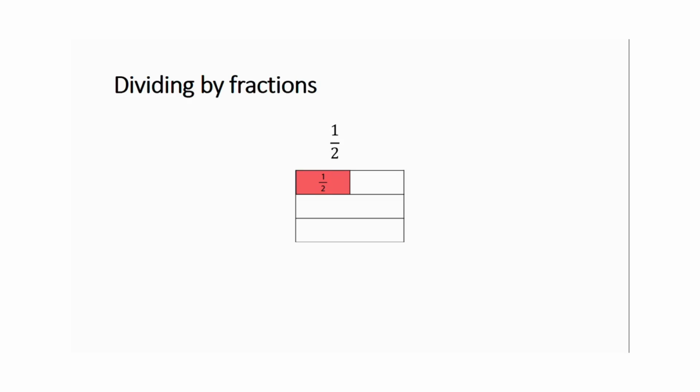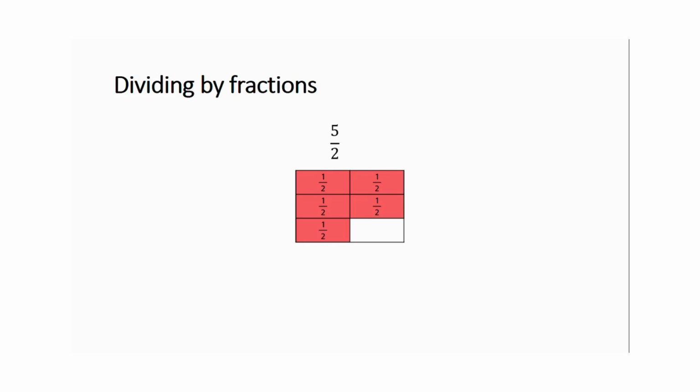Well, here's half of a rectangle, and we want to divide it into groups of 1/8. So how many 1/8s fit into 1/2? It looks like there's 4 1/8s in 1/2. So we take the reciprocal of 1/8, becomes 8 over 1. Division becomes multiply, and the top is 1 times 8 equals 8, and the bottom is 2 times 1 equals 2. And 8 divided by 2, that's 4.